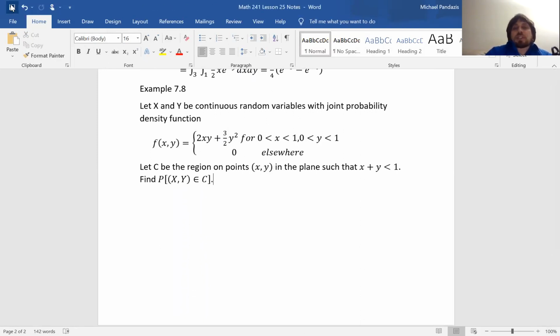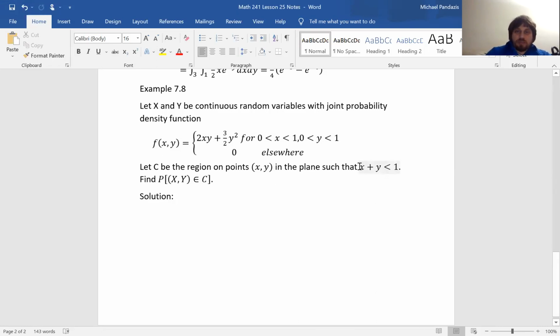Okay, so let X and Y be continuous random variables with joint probability density function f, defined this way. And let C be the region of points x comma y in the plane such that x plus y is less than 1. Find the probability that the point x comma y is in this region C. Okay, so solution. Before we look at the solution, we're going to go to the whiteboard.